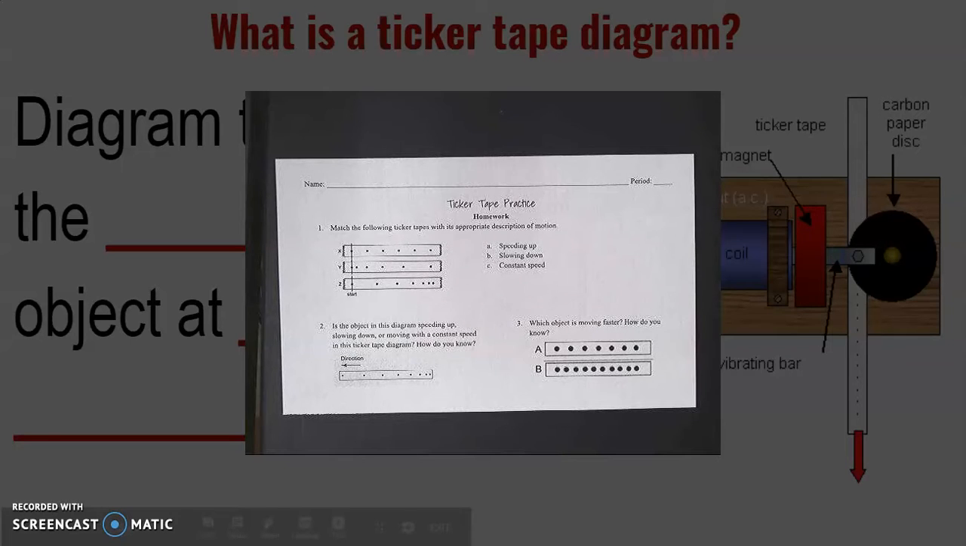Beckman students. Today I will be reviewing the ticker tape practice homework with you. Hopefully this will be helpful for you to review to make sure you understand how to solve these problems.